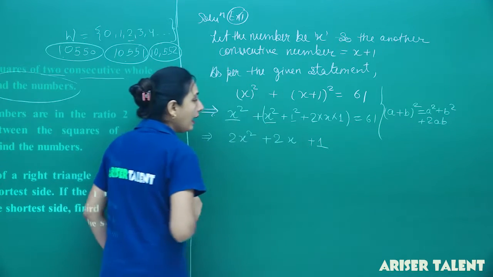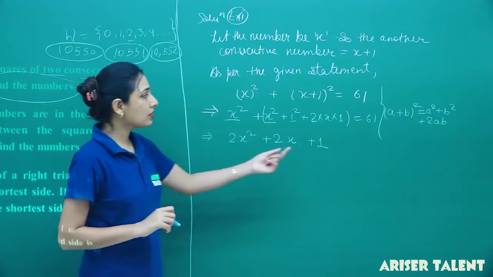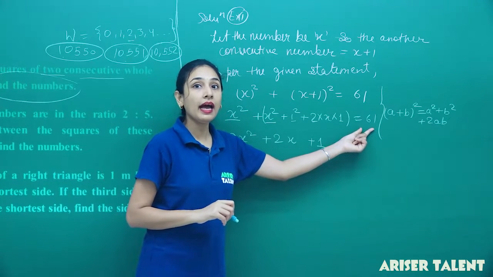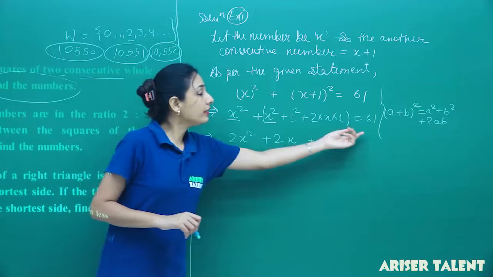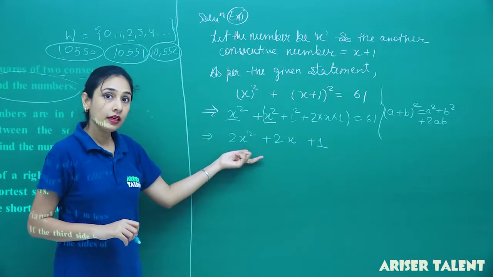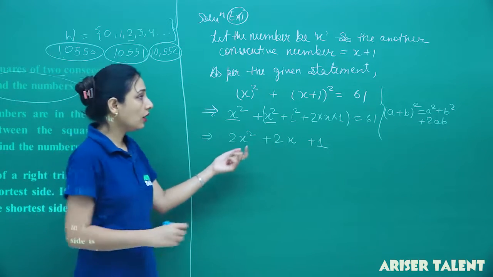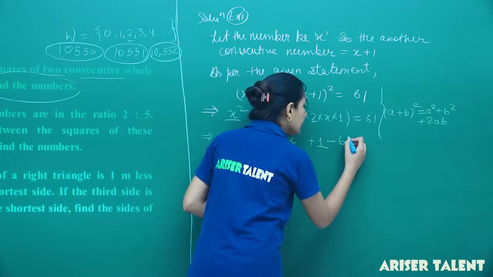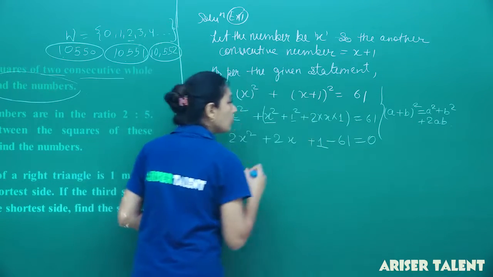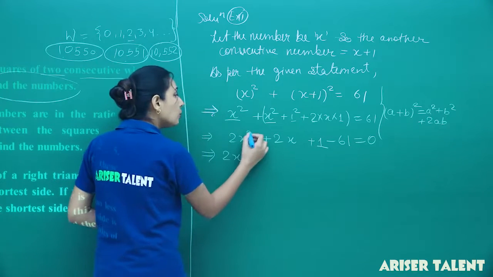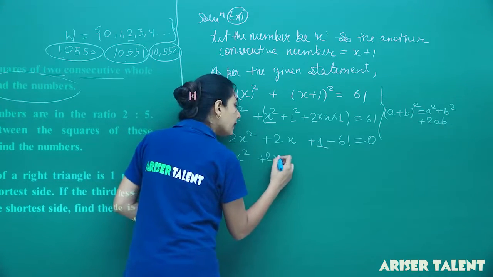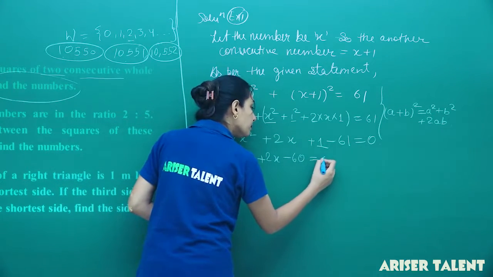2 multiplied by x, 2x. Now students, this 61 is remaining. So I have to write all the terms here in the LHS. So I am transposing the 61 here, equals to 0. That will be minus. It will convert into a simple equation of 2x square plus 2x minus 60 equals to 0.